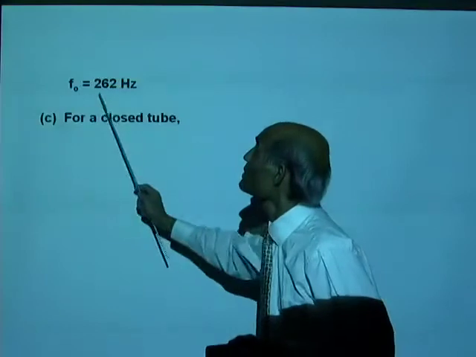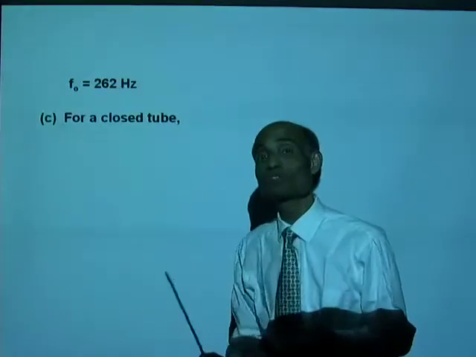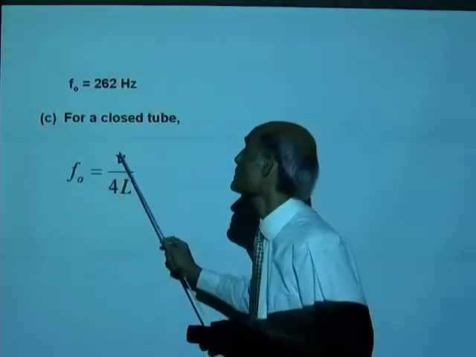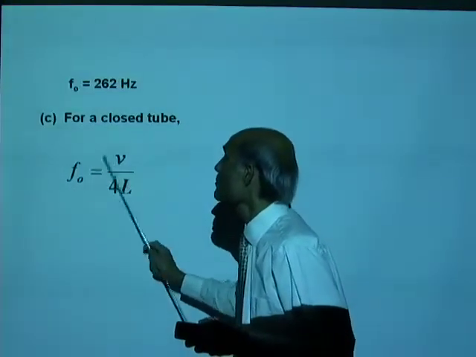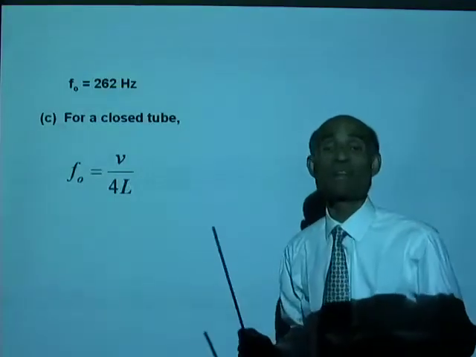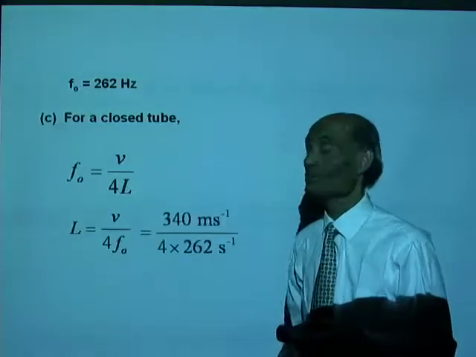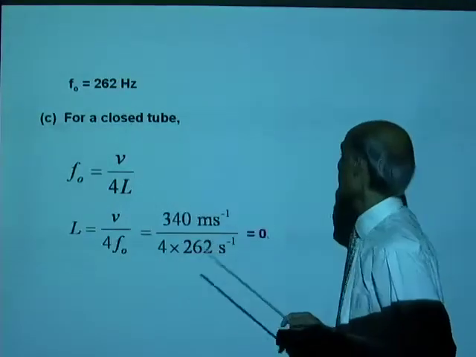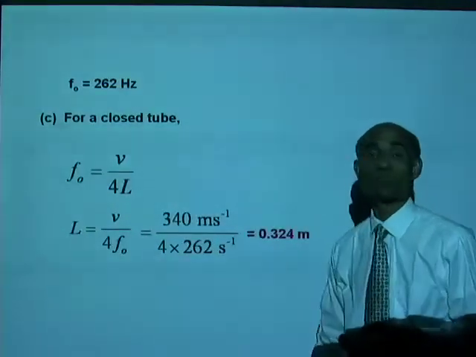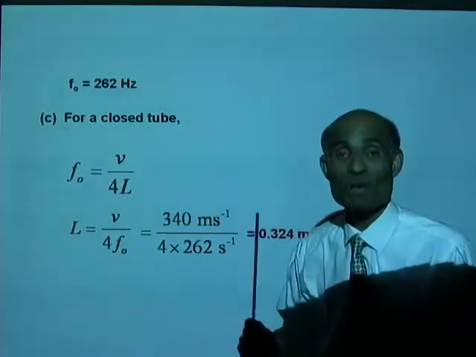For a closed tube, you know the fundamental now is 262 Hertz. And what is the fundamental frequency of a closed tube? F0 equal to V over 4L. We now know F0. We know the value of V. Therefore, we can find the length of that tube. L equal to V over 4F0. And that will be, using the values of V and F0, we get the length of the tube as 0.324 meter. That has been a very good problem. I hope you understood the way we did this.